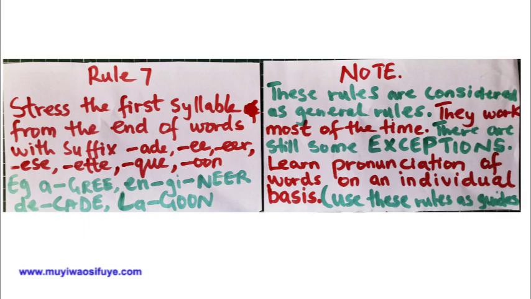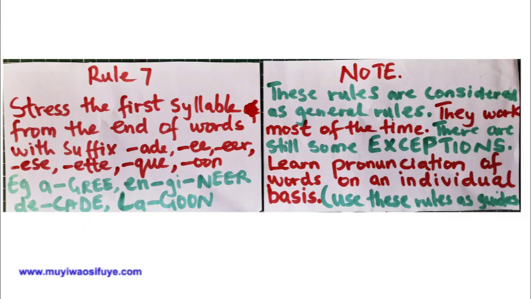That is rule 7. So you stress the first syllable from the end of words with suffix ade, ee, eer, ese, ette, que, oon. You stress the first syllable from the end of words that end in such suffixes.